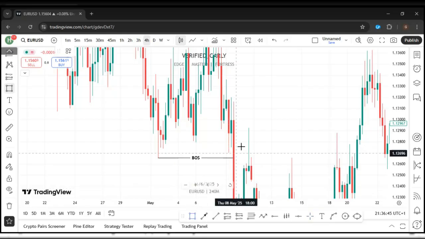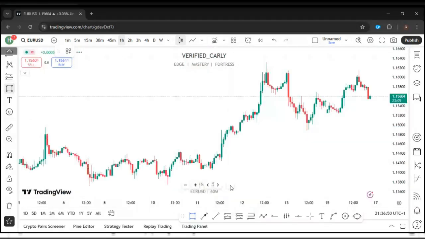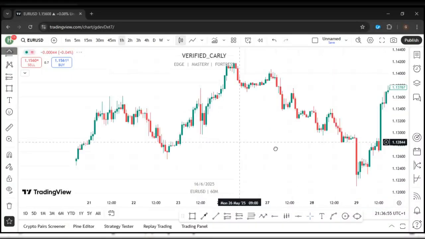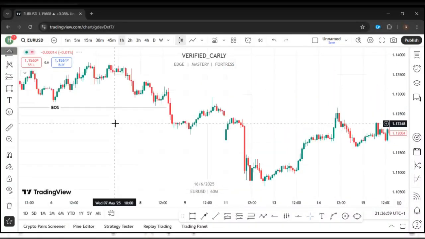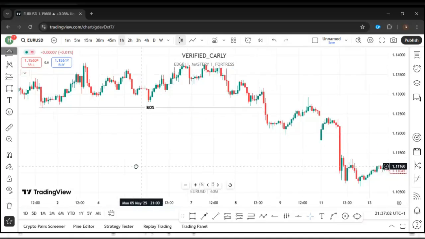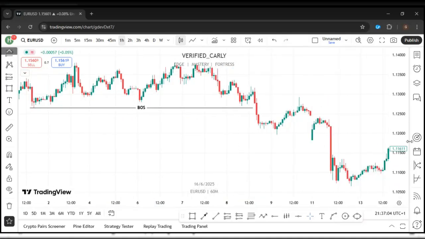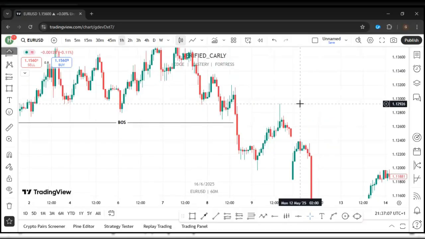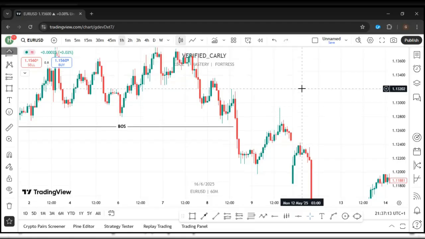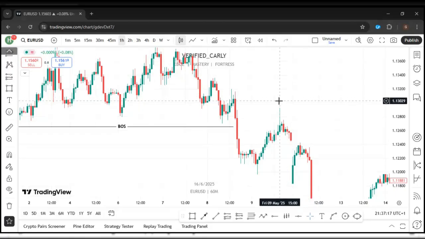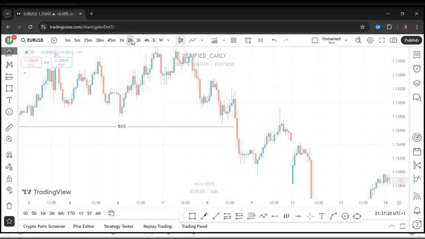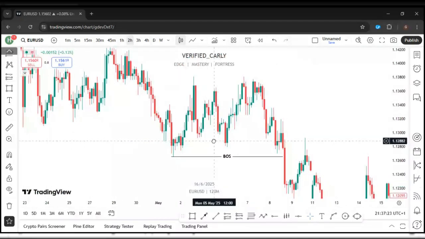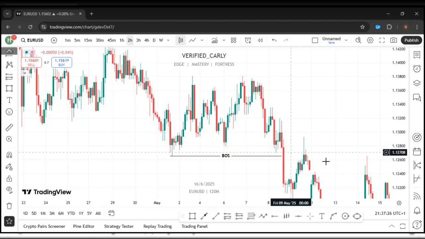Let's zoom into the 1 hour time frame so you can see. Let me delete this. Let's go back to that zone that I marked. So in a bearish sense now, in the 1 hour time frame you can't spot it very well. So let's zoom into the 2 hour time frame. In the 2 hour time frame you can see it very clearly. So this right here, right?